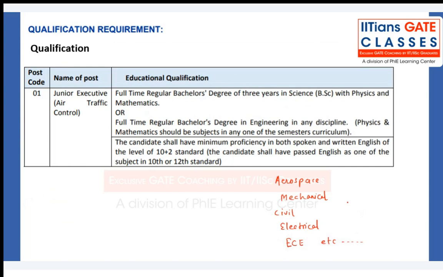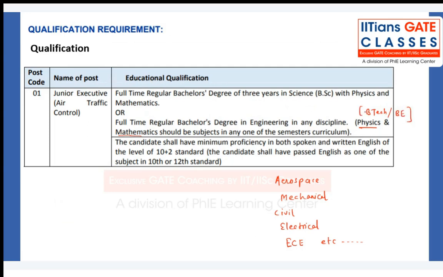But the condition is that physics and mathematics should be a subject in any one of the semesters. Of course, in the first semester, or the first year of BTech, most colleges have physics and mathematics as subjects, right? Those subjects are more or less at the same level as what we studied in 11th and 12th, right? That is for BTech or BE. Both are eligible to apply in any discipline.